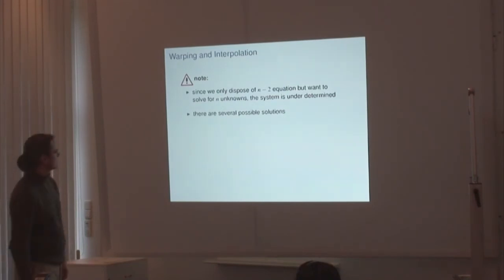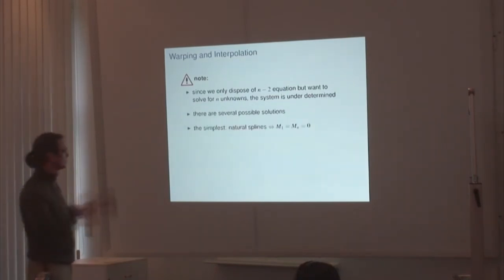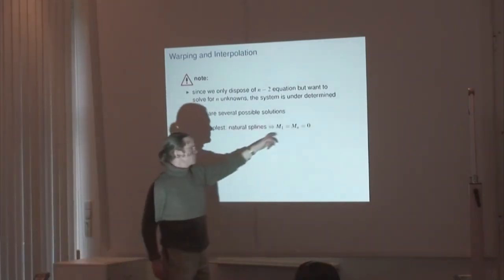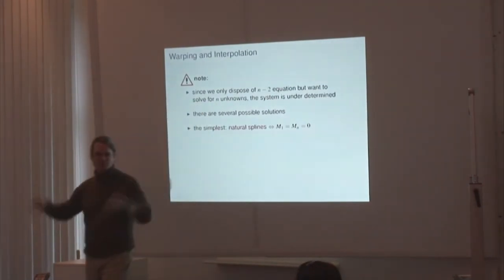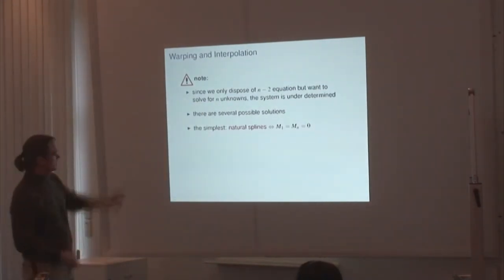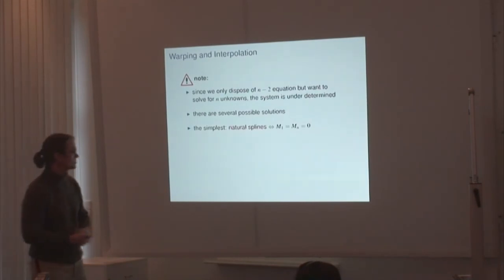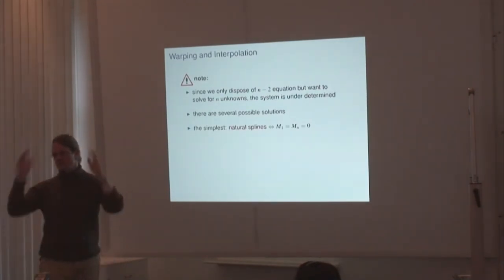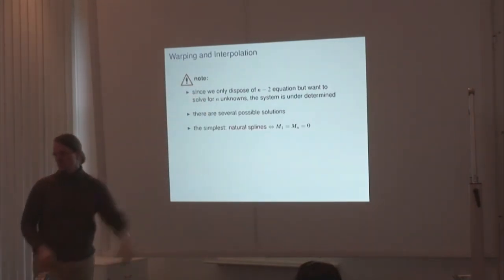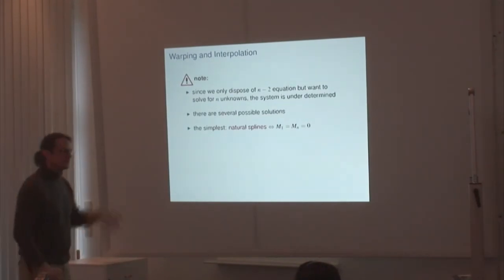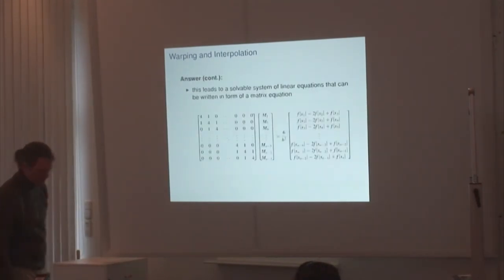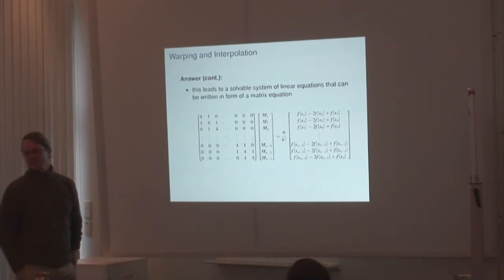There are different ways of how that can be addressed, and without further ado, the simplest one is to say, okay, m1 and mn are just 0. If we make this choice, then this is usually called natural splines. There are different ways. We can introduce more constraints into our equations. In the end, this is what we get. I will not ask about this in the exam.